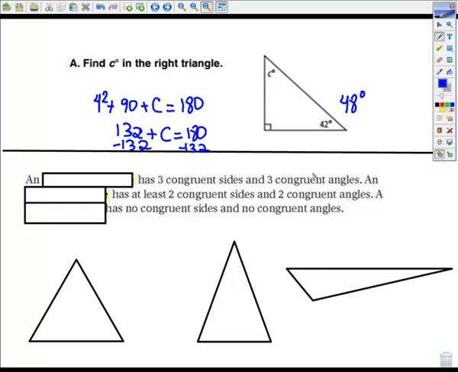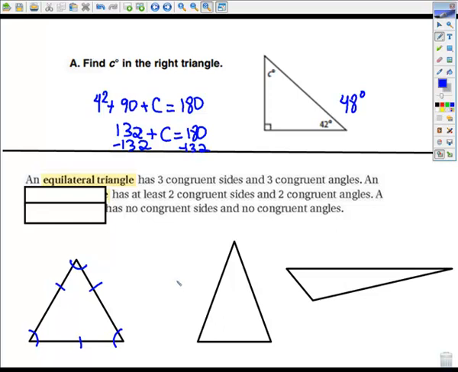You can go back and add 48, 42, and 90 and see that it does actually equal 180. So now we have another way to classify our triangles. Here we have a blank that has three congruent sides and three congruent angles. That's an equilateral triangle: three congruent sides, three congruent angles. And here's a picture for you.